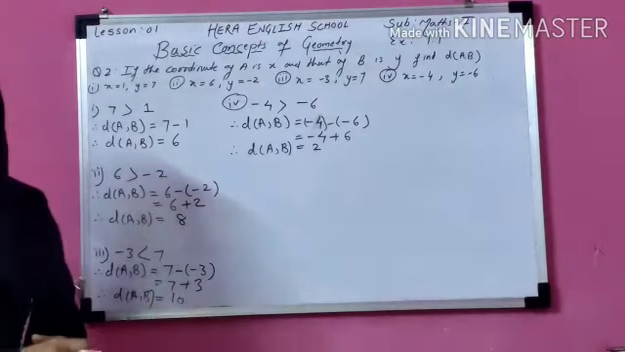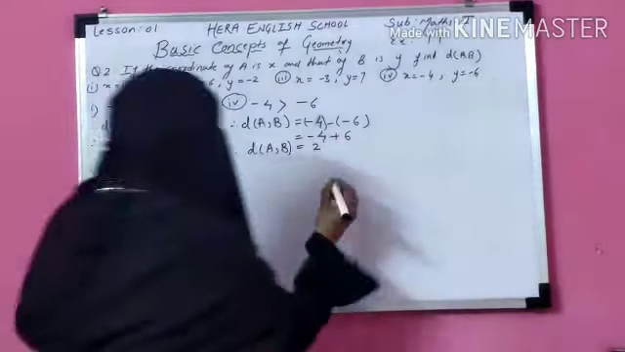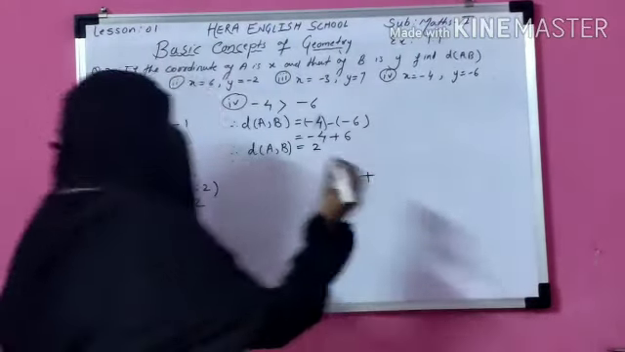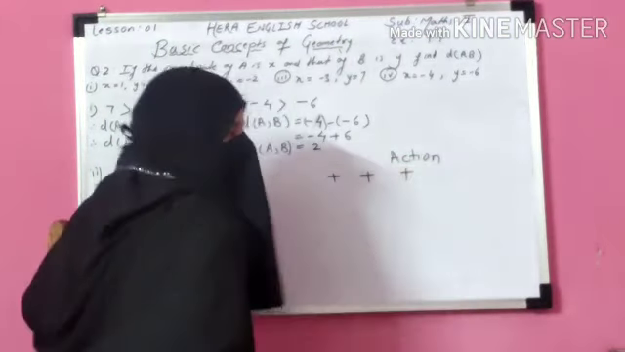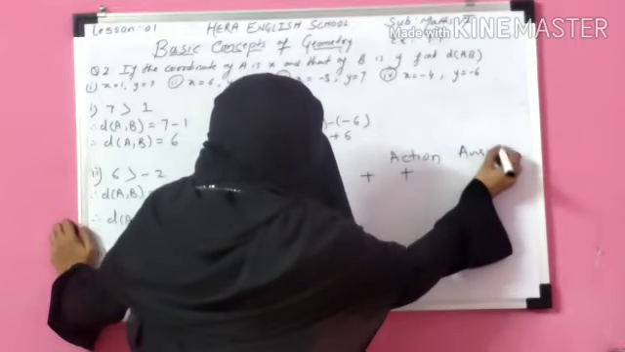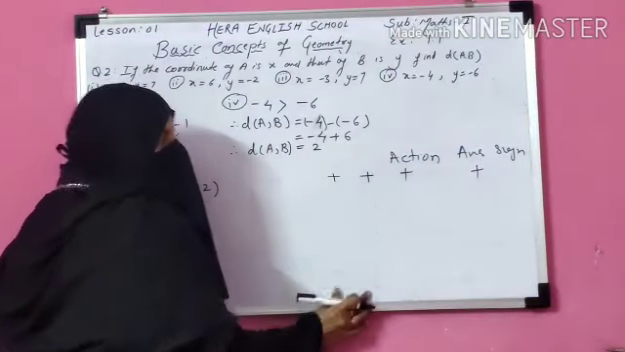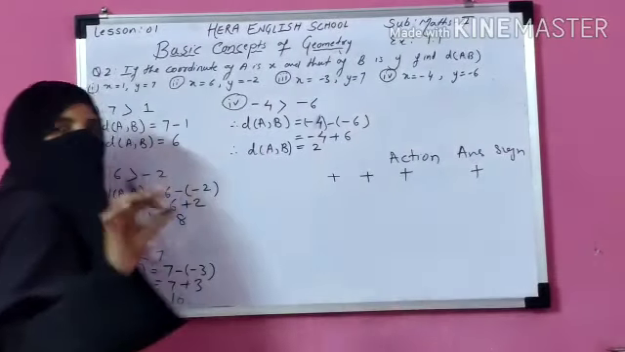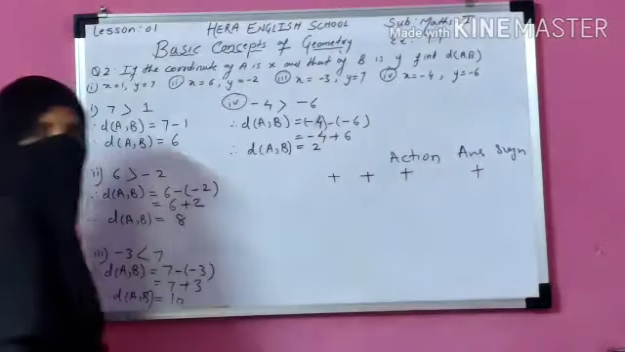Now let's discuss the sign, action and answer sign. For example, if two numbers are in plus, then the action is plus, and the answer sign is plus. Okay. If your two numbers are in plus sign, then the action is plus, that means you have to perform the plus action. The answer sign is plus.